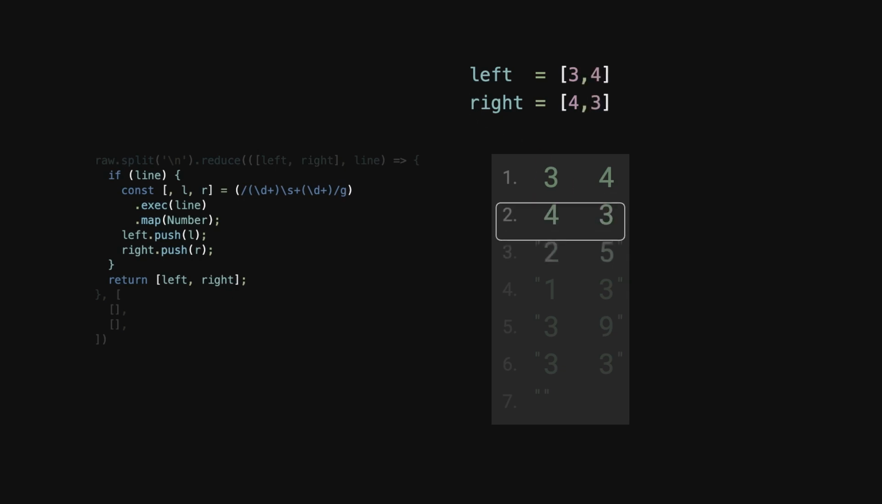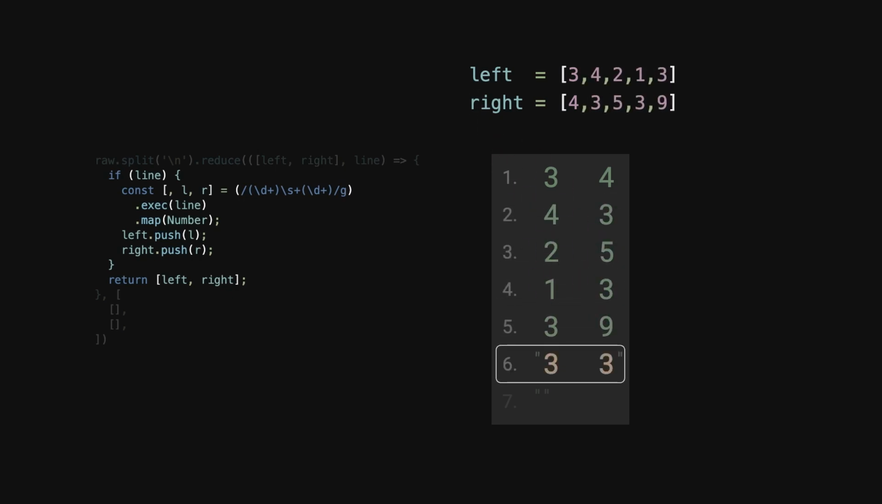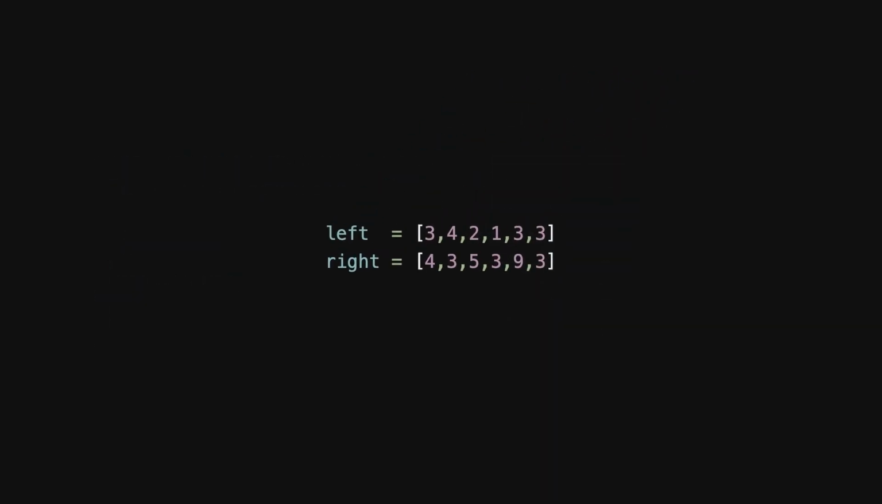Repeat this process for each line. Since line 7 is blank, our check considers it falsy, and we can ignore it. Now we have the two lists of numbers in a format we can use. For the purposes of this video, I'll keep them arranged vertically.